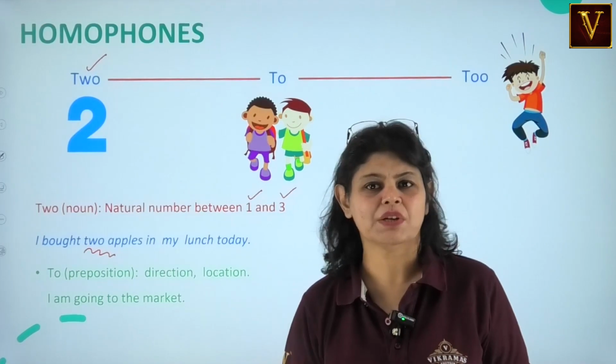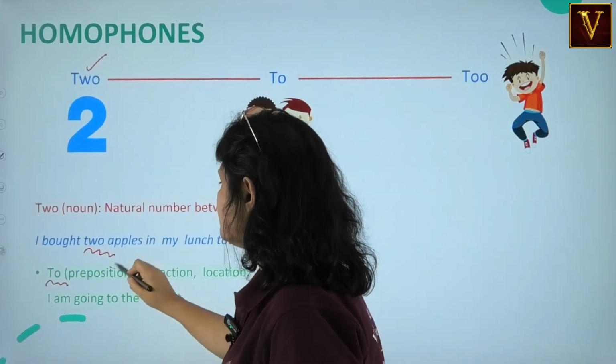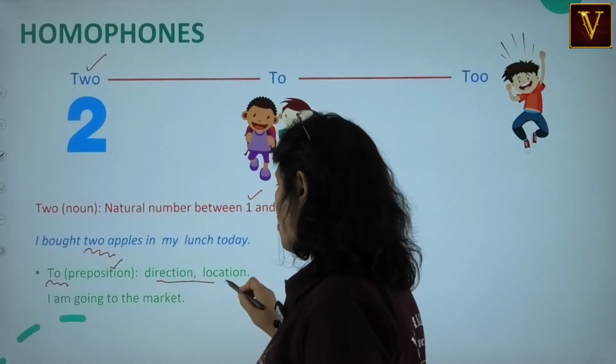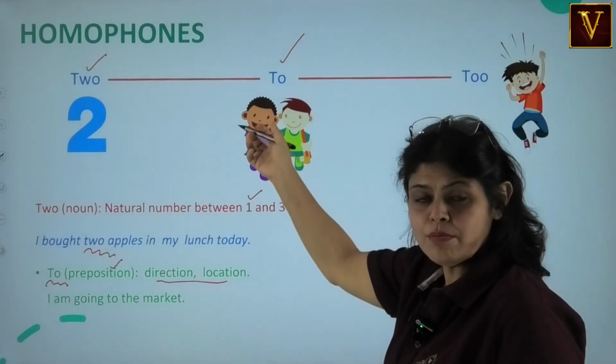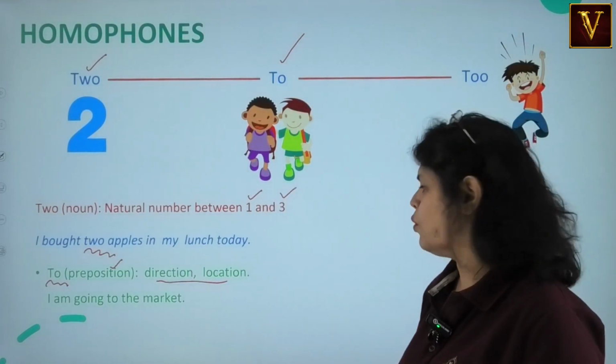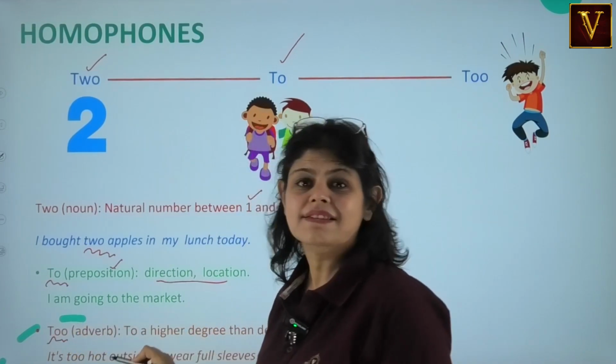And if I talk about a particular location or a direction, I would say "to." And this is a preposition, for direction or location. So for example, I'm going to school, I'm going to market, or wherever I am going to. Another one is "too," and this is an adverb.